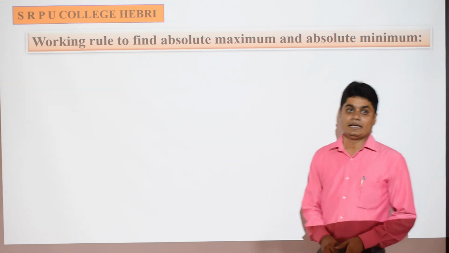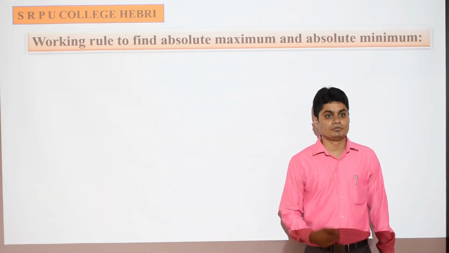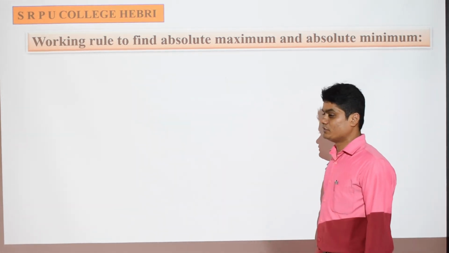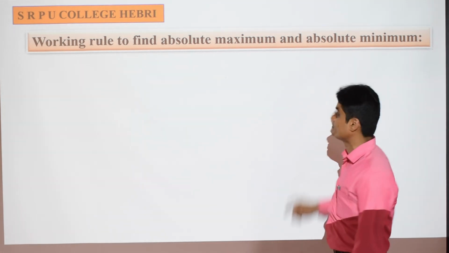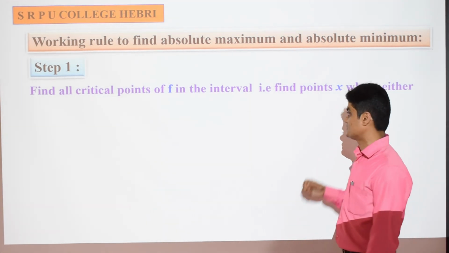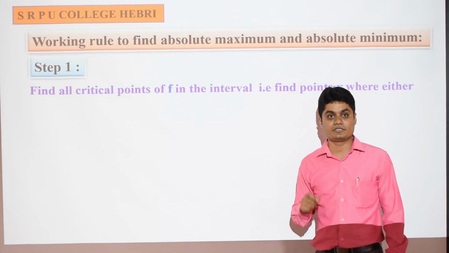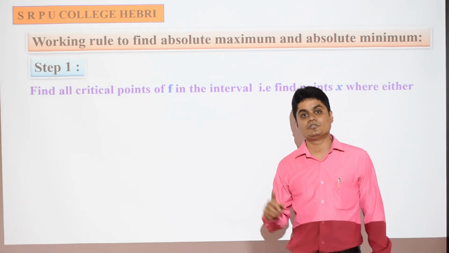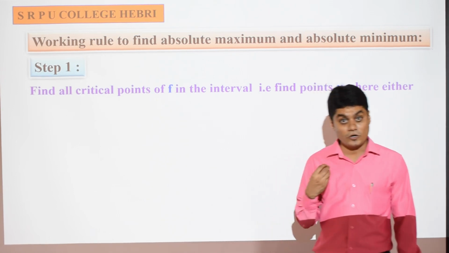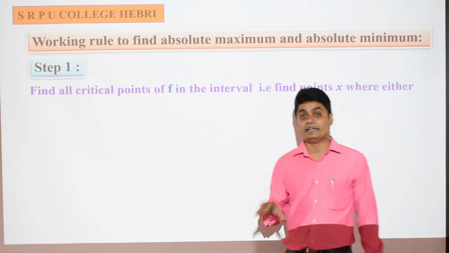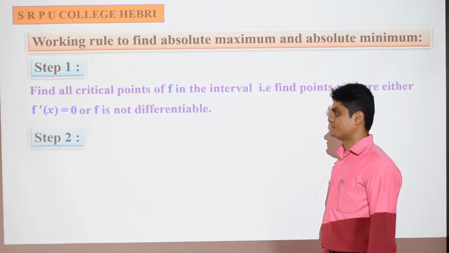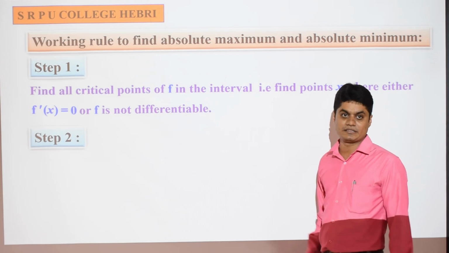Now this is important. Every time a graph is not possible, so you have to use the differentiation technique to find the absolute maximum and absolute minimum. So I'll show you the working rule to find the absolute maximum and absolute minimum of a function. Step 1: find all the critical points in the given interval. To find critical points, differentiate, equate to 0, and find the values of x which satisfy f'(x) = 0, or where f is not differentiable.